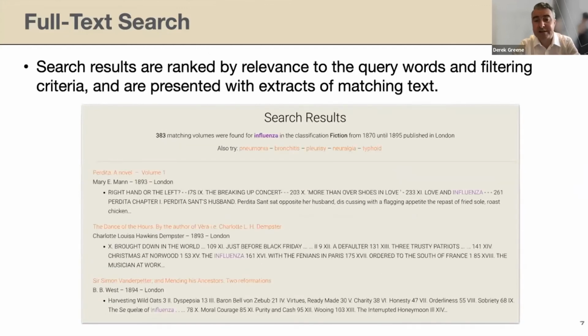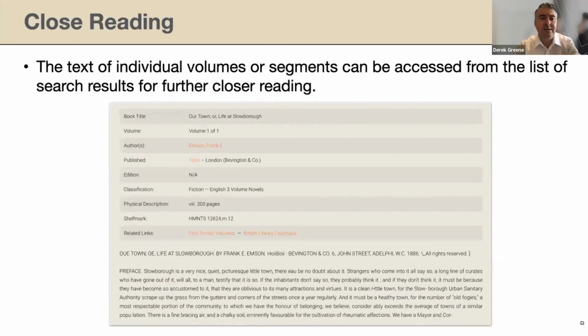The search results then are returned in the typical style of a search engine as a ranked list of results with excerpts of matching text. And if you click on one of those, you can then see the actual volume or segment, the full text of that for further close reading. There are also links there to the actual British Library catalogue and also the shelf marks at the library itself as well. So that's the basic search functionality.